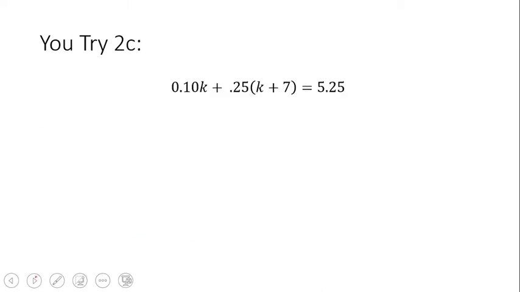And our last one that we're going to do together. I'll give you a second to give it a try on your own. I'll see you in a second. Now that you've given it a try on your own, let's look at it together. First thing I'm going to do is distribute. I'm going to break the barriers. That's going to give me 0.25k plus 1.75.